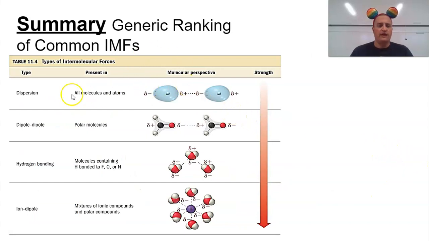Again, general ranking. We also call them dispersion forces, London forces, dispersion forces. I don't know why there are so many different ways to say it. Everyone's got names for it. Dipole-dipole is only polar, hydrogen bonding's there. Ion dipole is between an ion and dipoles, often thinking of ionic compounds dissolved in water.